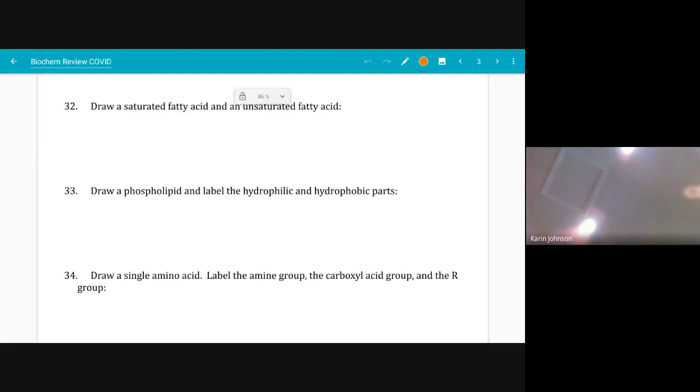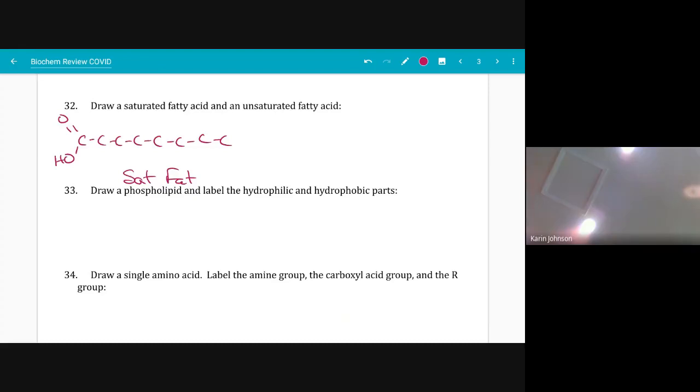It says draw a saturated fatty acid and an unsaturated fatty acid. So I'm going to switch colors here really quick. The fatty acids all have those really long hydrocarbon chains. So you're going to have just carbon after carbon after carbon. I don't know, put a half dozen, who cares? It doesn't matter how many of them. At one end, you have that carboxyl acid group, and it looks like this. I'm not that concerned that you know that, but this is a saturated fat because it's all single bonds. So I'm going to call that a sat fat.